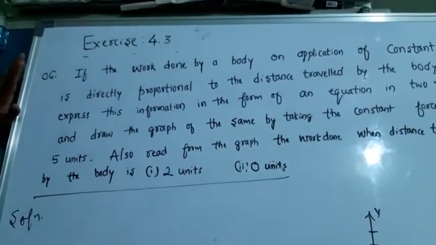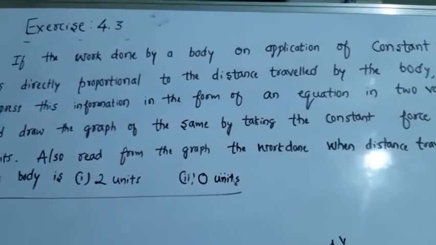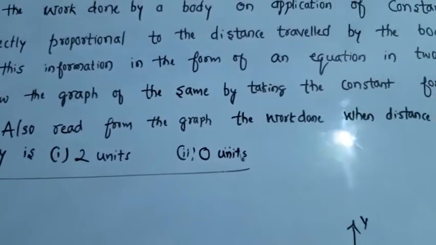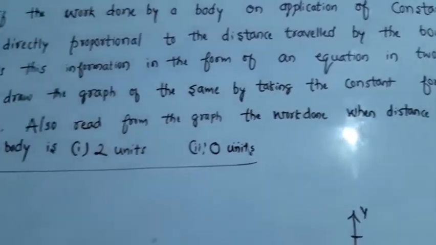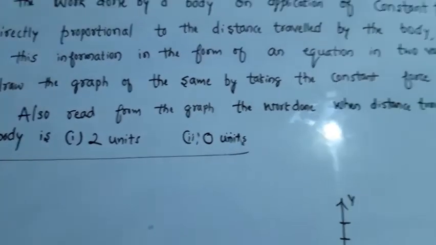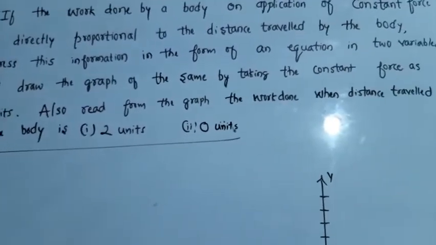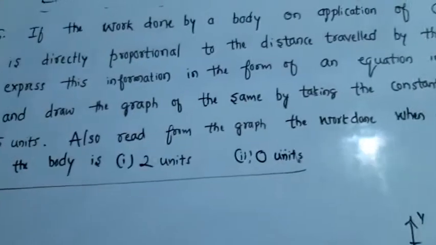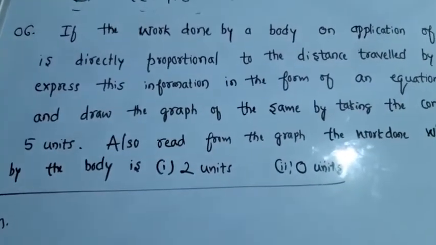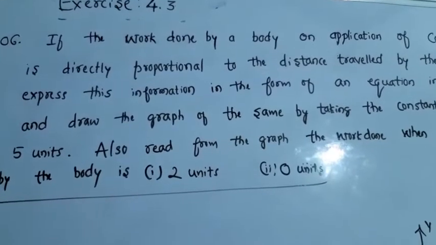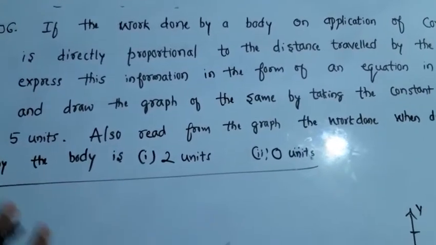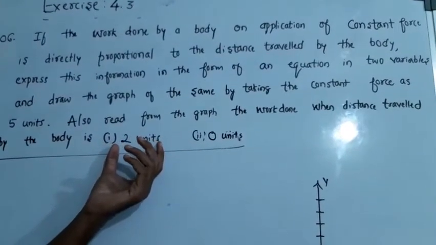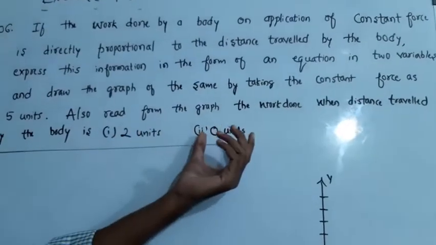Sixth question: if the work done by a body on application of constant force is directly proportional to the distance traveled by the body, express this information in the form of an equation in 2 variables and draw the graph of the same by taking the constant force as 5 units. Also read from the graph the work done when the distance traveled by the body is 2 units and 0 units. First we are going to frame an equation. From that equation we are going to plot a graph. From the graph we are going to read the work done by the body when the distance traveled is 2 units and 0 units.